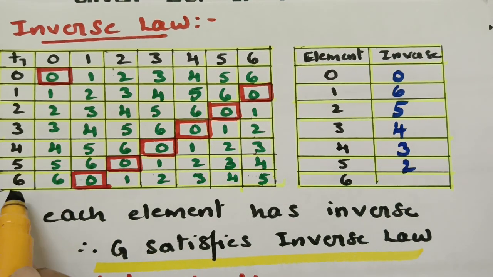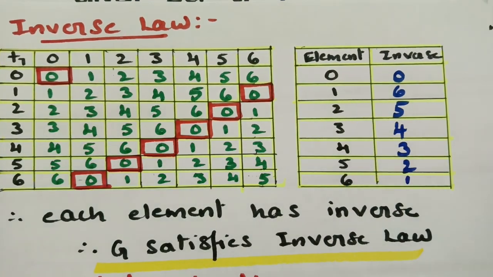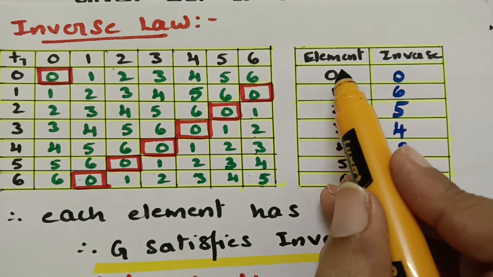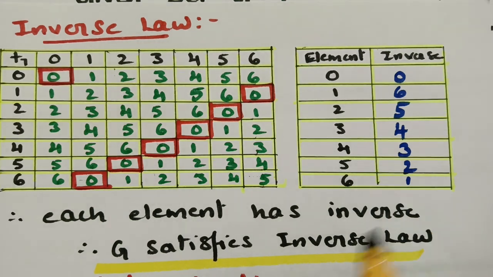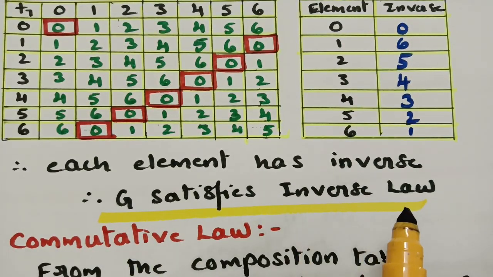And the next one, 6. For 6, go to the identity element, and the top element here is 1. And therefore, 6 inverse is 1. So among all these 0, 1, 2, 3, 4, 5, 6, each and every element has an inverse element, and therefore G satisfies the inverse law.